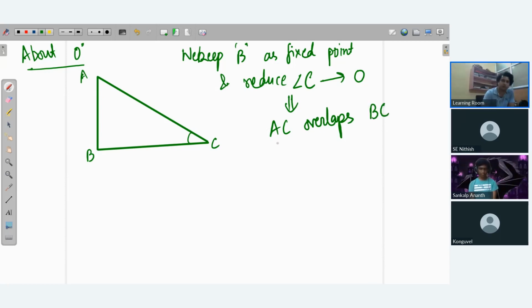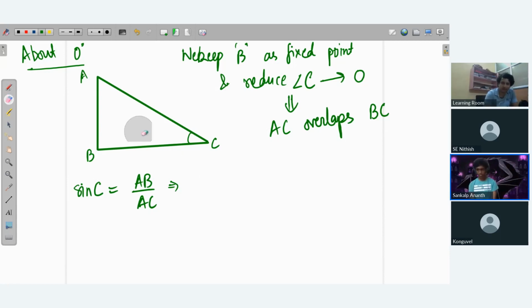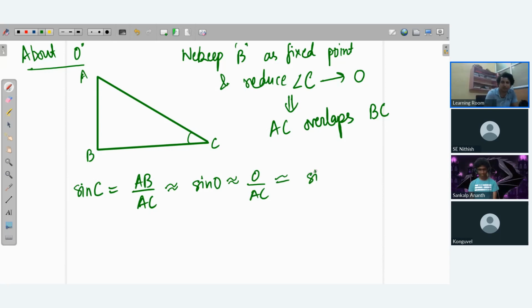Very good. With this, what is sine C? Perpendicular over hypotenuse. So where is AB approaching? AB is approaching 0. So sine C approaches 0 over AC. That means sine 0 is 0. One thing, you can't calculate with infinity, but you can calculate with 0.